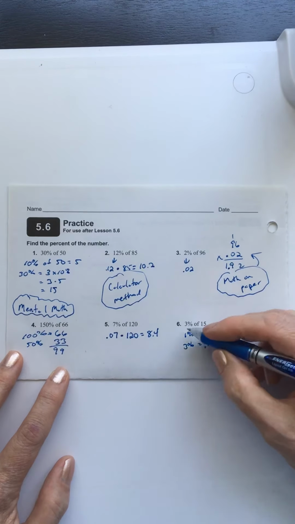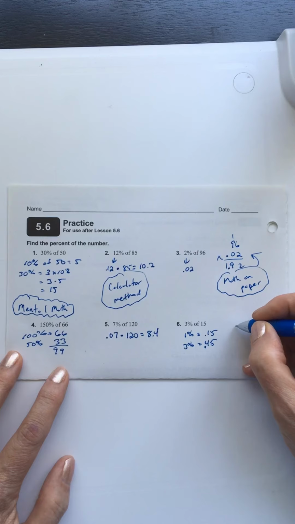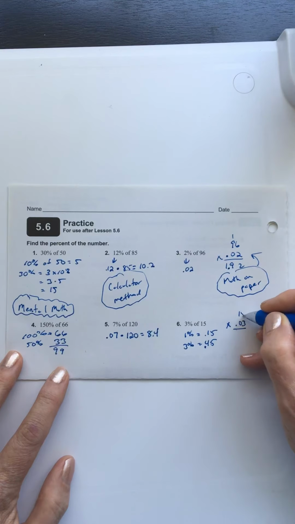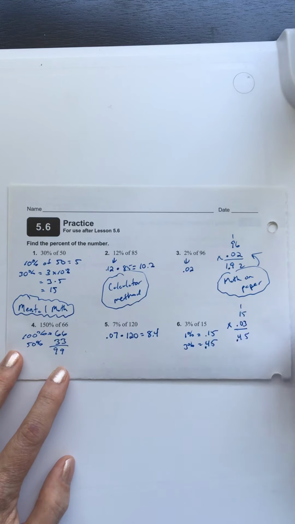And this one we could also use math on paper, and that would be 0.03 times 15. 3 times 5 is 15. 3 times 1 is 3, plus 1 is 4. And then we have a 0. We have 2 decimal points. So there you go.